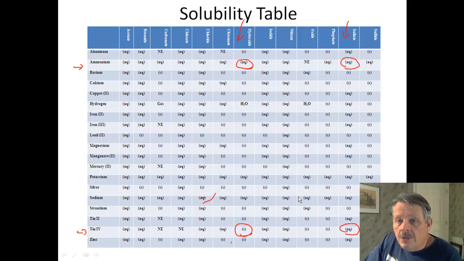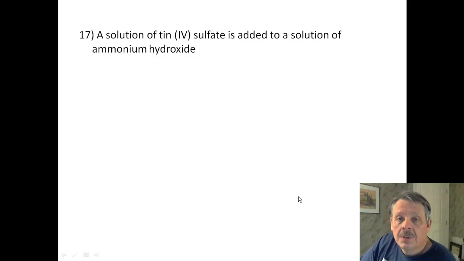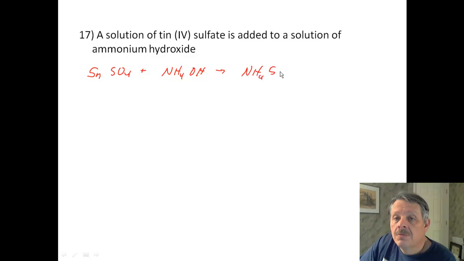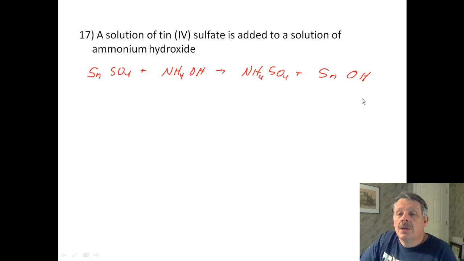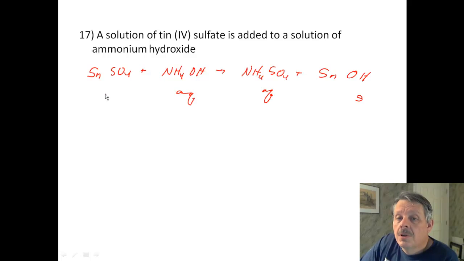So the tin 4 hydroxide is going to be a solid. So tin 4 hydroxide, that's what we're producing, so that's going to work. We'll be okay. So we have tin 4 sulfate plus ammonium hydroxide. Ammonium is NH4, OH is going to give me ammonium sulfate plus tin 4 hydroxide. Right, and this one's going to be a solid, and the rest are going to be aqueous, aqueous, aqueous. So the tin hydroxide is what's pushing this equation.